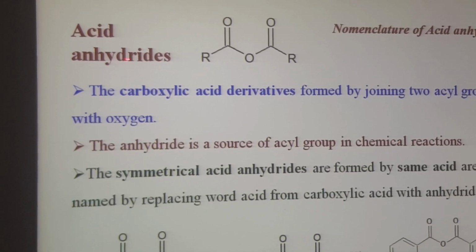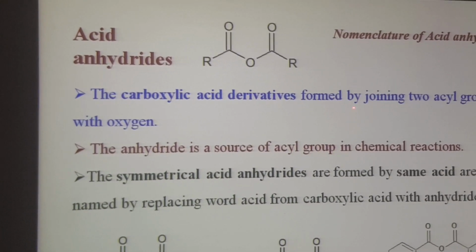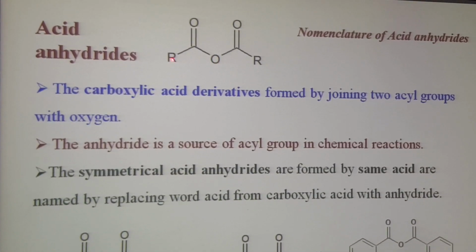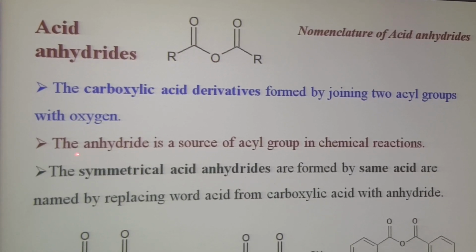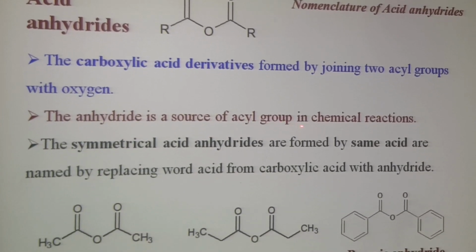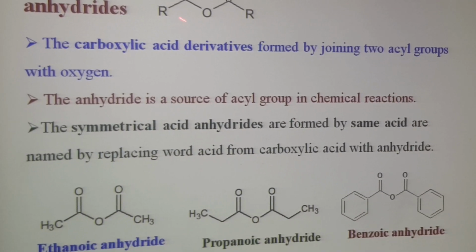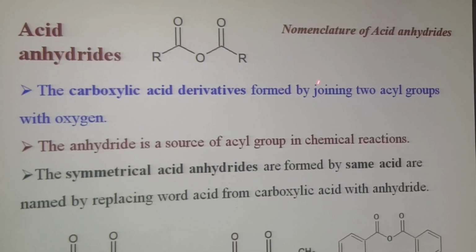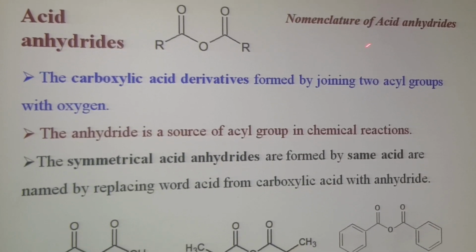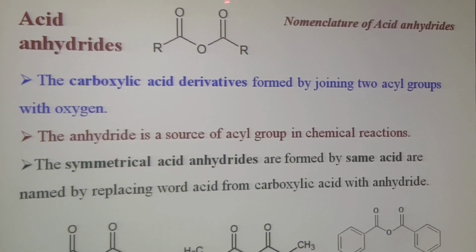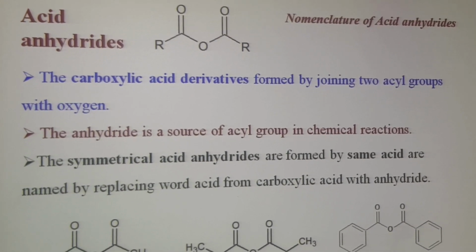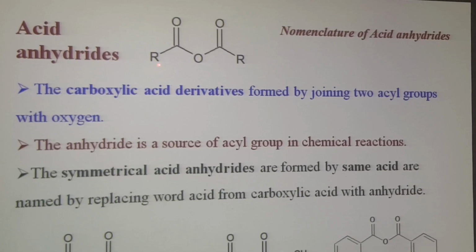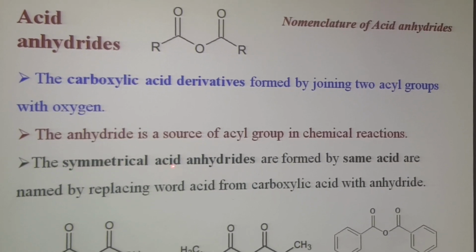So next is acid anhydrides. Carboxylic acid derivatives which are formed by joining two acyl groups directly with oxygen. So two acyl groups are attached with oxygen. The anhydride is a source of acyl group in chemical reactions. It means if you react this compound with some nucleophilic groups like amines or phenols or alcohols, then they acylate these atoms, nitrogen or oxygen. So there are two types of anhydrides. Those formed from the same carboxylic acid are known as symmetrical acid anhydrides.